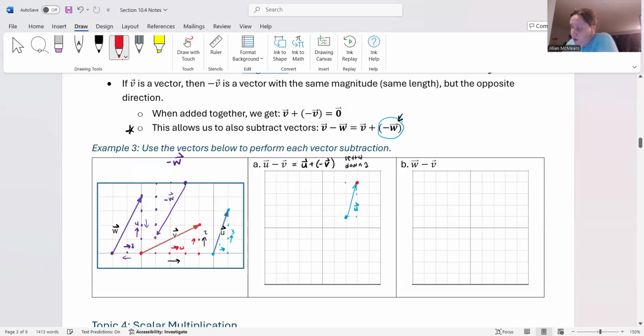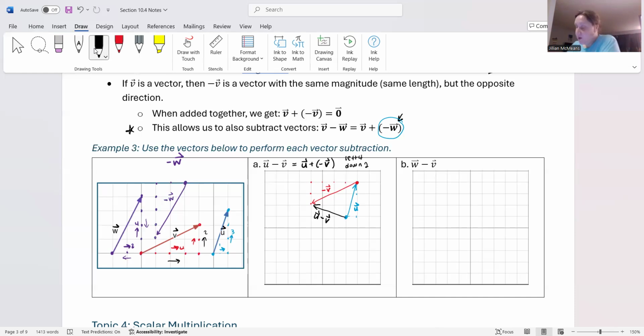I'm going to go to the left 1, 2, 3, 4, and then down 1, 2. And that is the vector, whoa, I hate when Microsoft tries to make my stuff pretty. I don't want it pretty. I want it exactly the way I drew it. Okay. So this is the opposite of vector V. And then the resultant I'm going to do in black. And remember, the resultant goes from the initial point of your first vector to the terminal point of your second vector. So this right here is the vector U minus V. Okay. Not too bad.